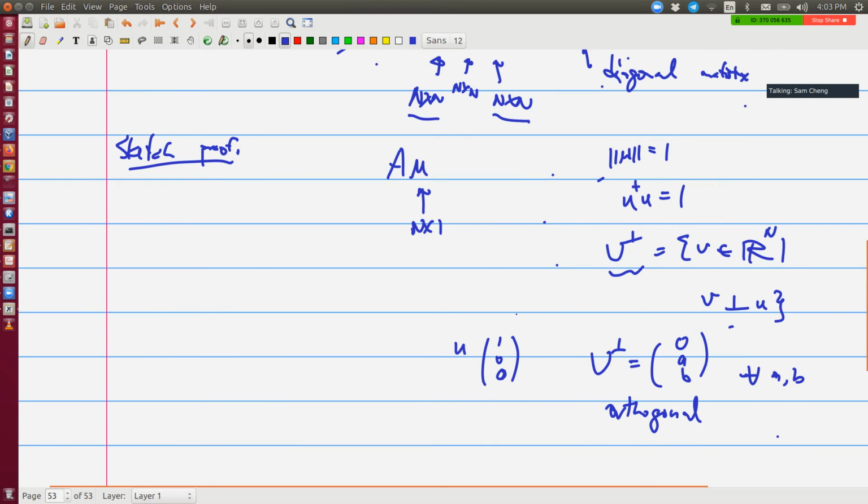For this space here, this is actually an n minus 1 dimensional space, because you only have n minus 1 degrees of freedom left. So you can look for a basis for this space. Let's say I have an arbitrary basis V1 up to Vn minus 1. That's a basis for this space here.